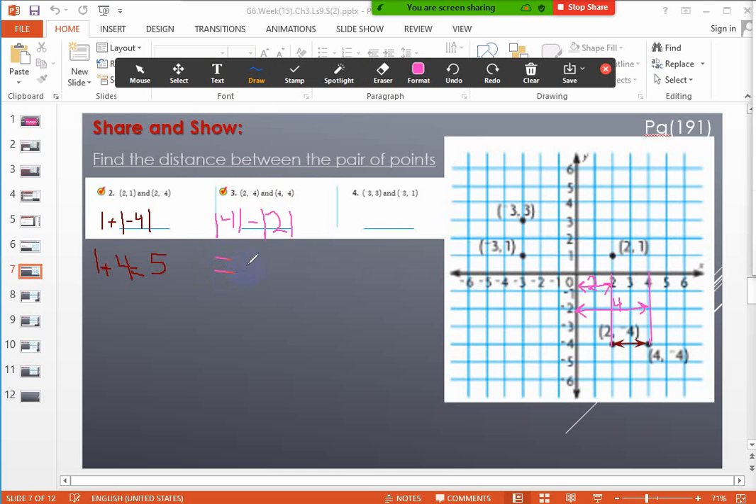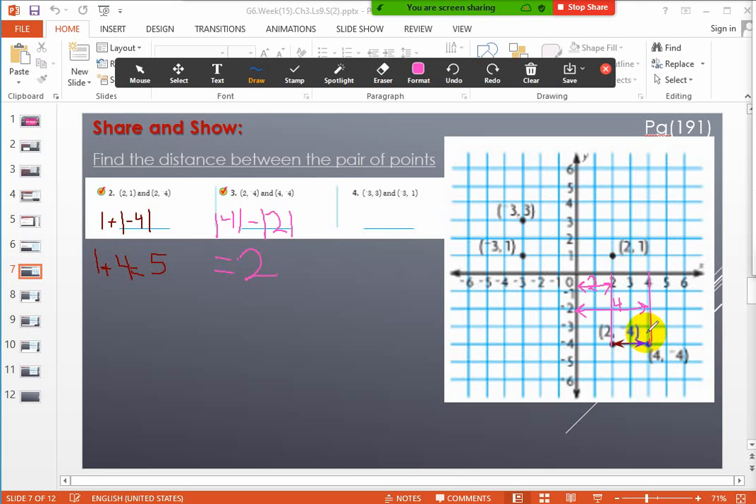Equals 2. Very good, Lena. Thank you so much. 2 units. Why do we subtract? Because there is no rule when I want to find the distance, girls. You have to know that there are no rules. No, I will not always add and I will not always subtract. It depends on the location of each point on the coordinate plane.